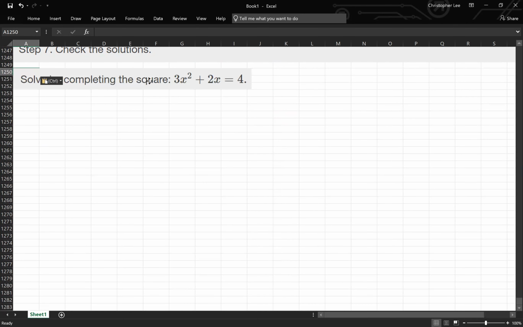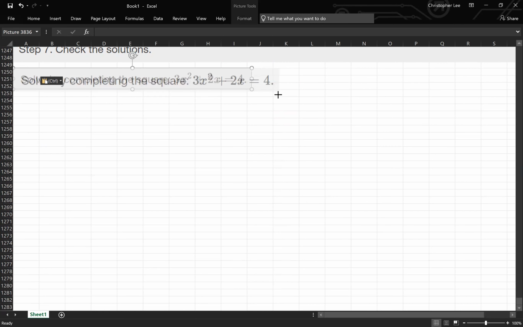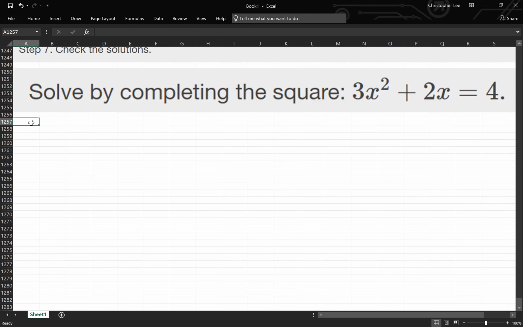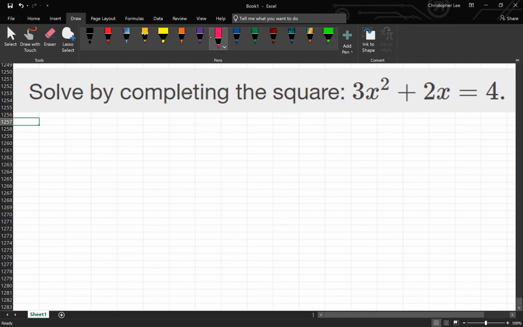So let's take a look. I want to solve this question by completing the square. I noticed that I can't do a greatest common factor here because they're not divisible by anything, right? But that 3 is a huge problem for me. I want the 3 in front of the x squared to be 1.